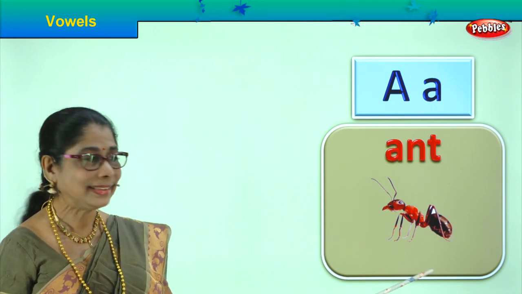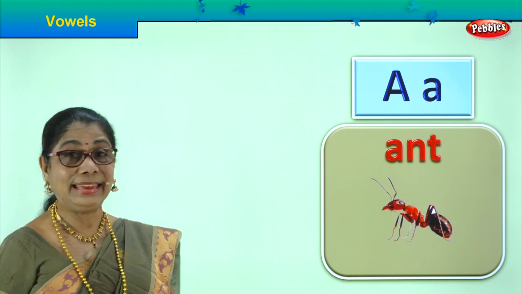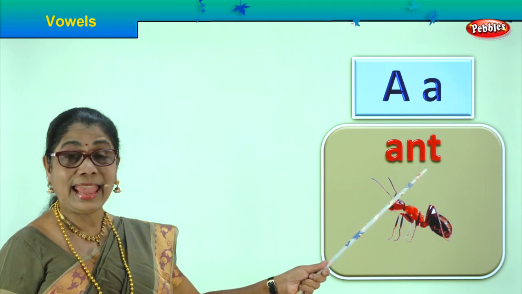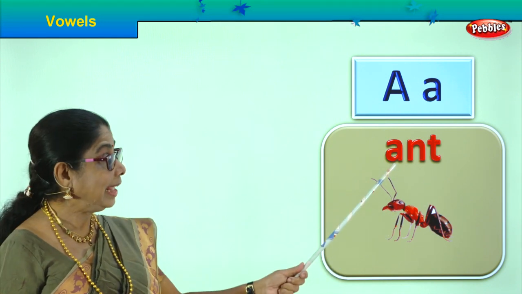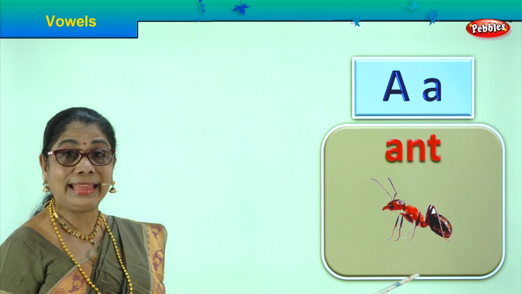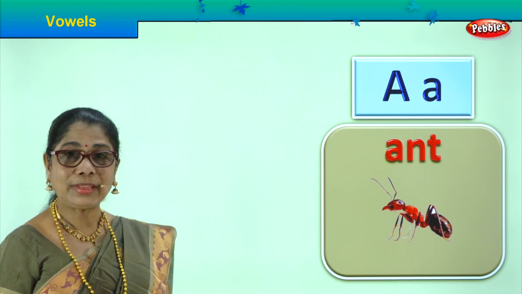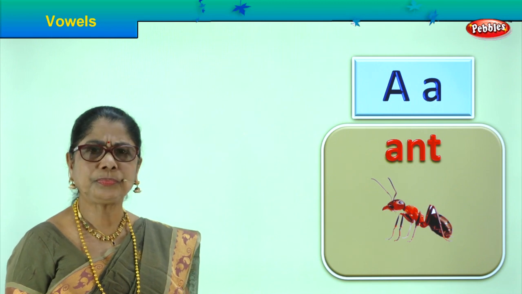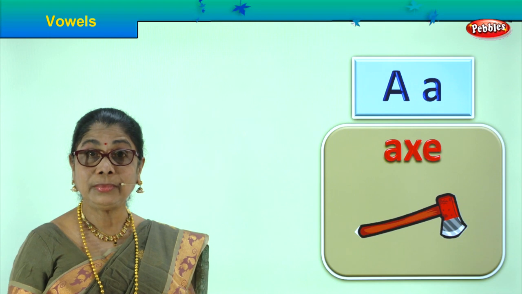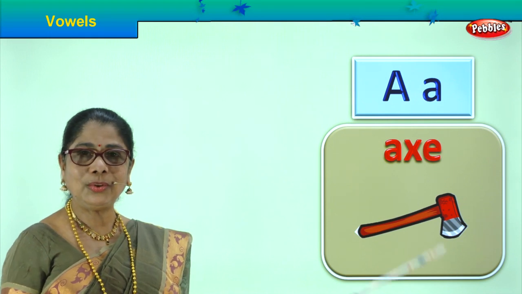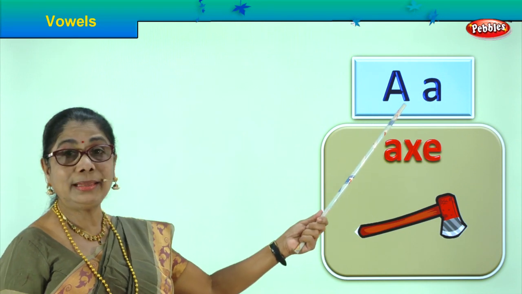Ant. Ant. A. Ant. A-N-T. Ant. Vowel A. A. Ant. Good. Shall we take another word? We are learning to read. What are we learning? Learning to read. Looking at the first sound on the word. Look. Here, A.